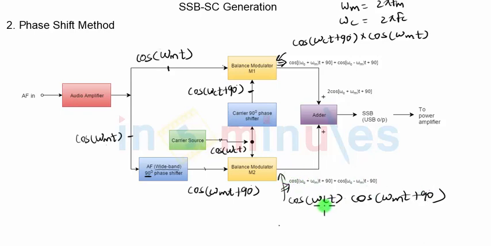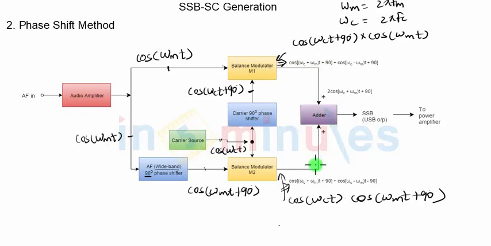A plus b will be (ωc + ωm)t + 90, and a minus b will be ωc t. This time the minus sign will go with both ωm t and 90, so we get (ωc − ωm)t − 90. So that's the output of the second balance modulator. All we now have to do is add the two signals that we have obtained using a block adder.